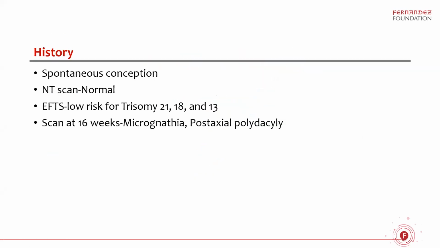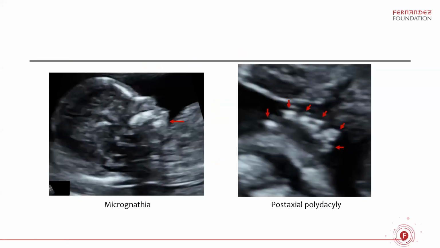It was normal, and at 16 weeks, we found that there was micrognathia and postaxial polydactyly. That first trimester screen was also low risk for trisomy 21, 18, 13, but at 16 weeks there was micrognathia and postaxial polydactyly. And this is a lateral profile of the fetus. We can see that there is micrognathia and there is postaxial polydactyly towards the little finger.